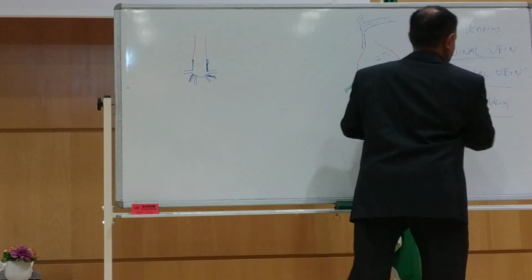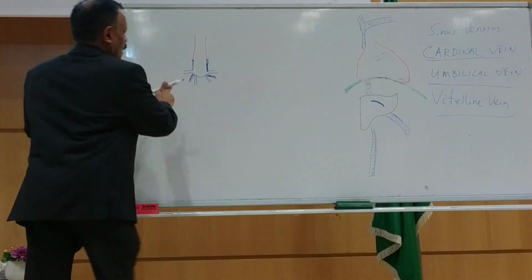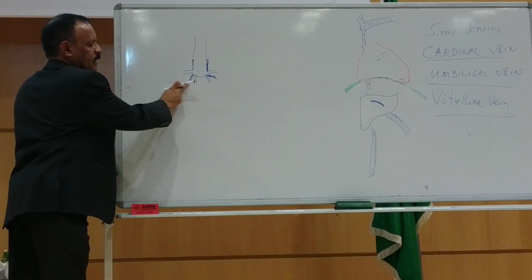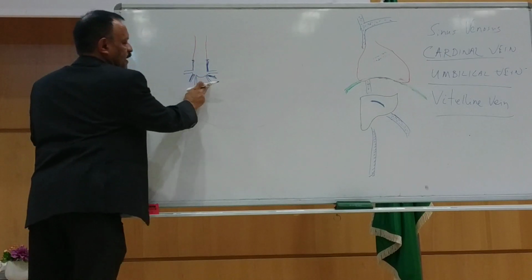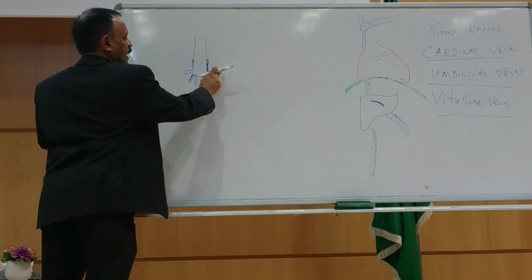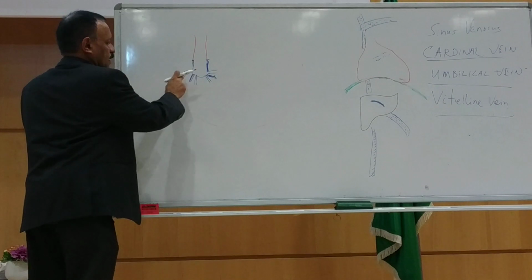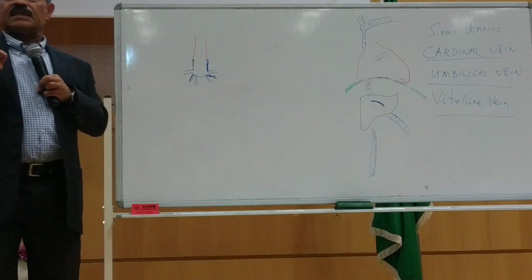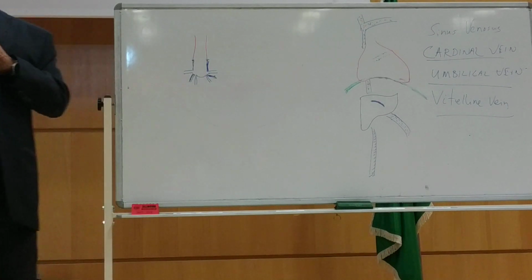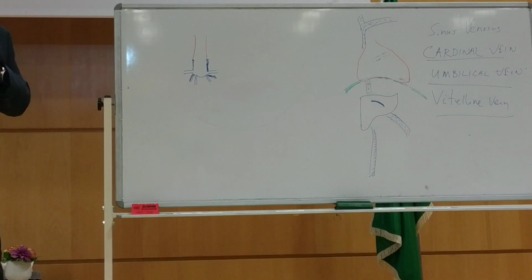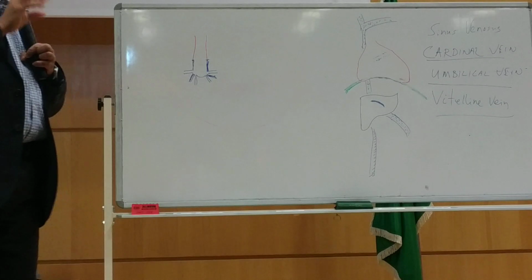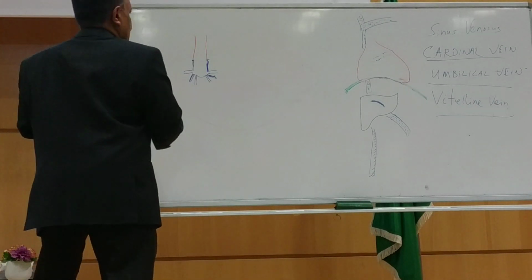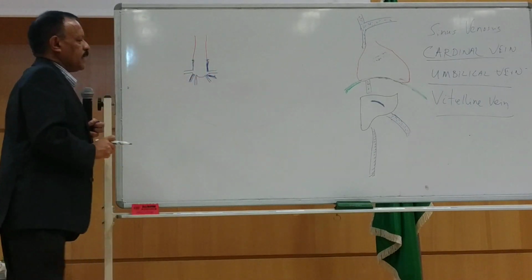Vitelline vein. So, cardinal vein, umbilical vein, vitelline vein. Vitelline vein, umbilical vein, cardinal vein. This is a little bit red color. Umbilical vein is the red color. It is carrying the oxygenated blood coming from the mother side, taking the blood from the mother side, and then the placenta is there, coming from there, going to the fetus. So this is the fetal part.